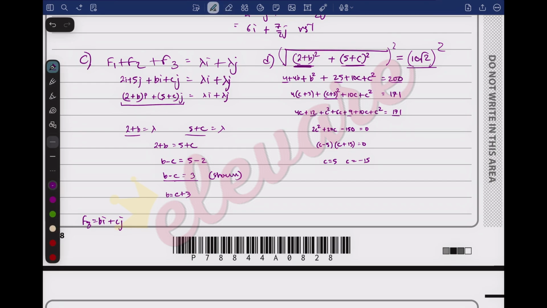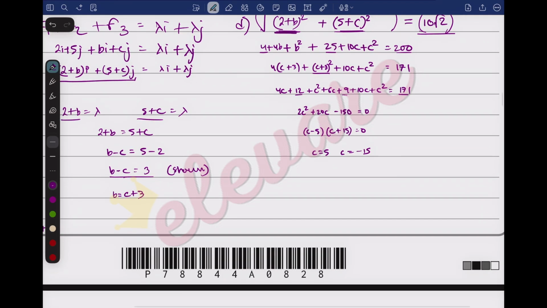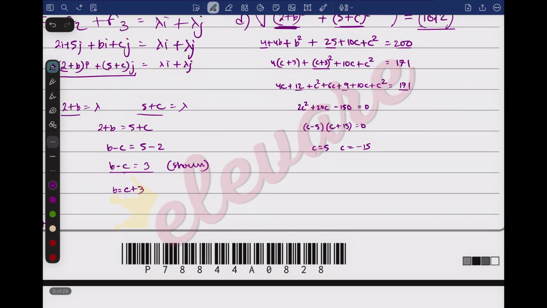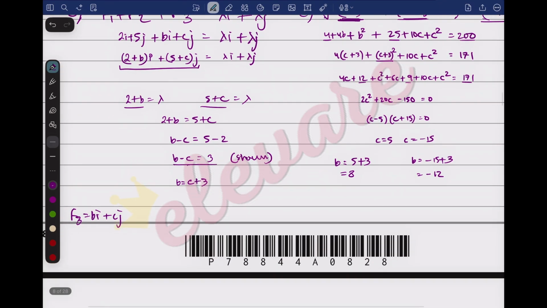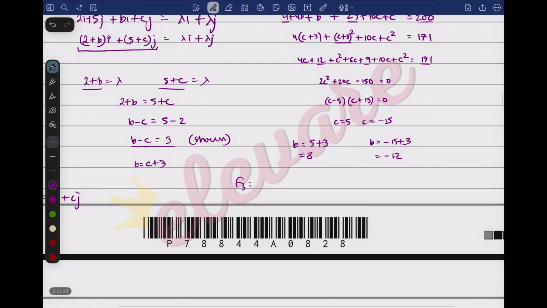So we have two values of c. With the two values of c, we can now find two possible values of b, and make sure you get the value of b for the same value of c. Let me show you. When c is 5, b is 8, and when c is negative 15, b is negative 12, right? So what I don't want you to do is write F3 as 8i minus 15j.